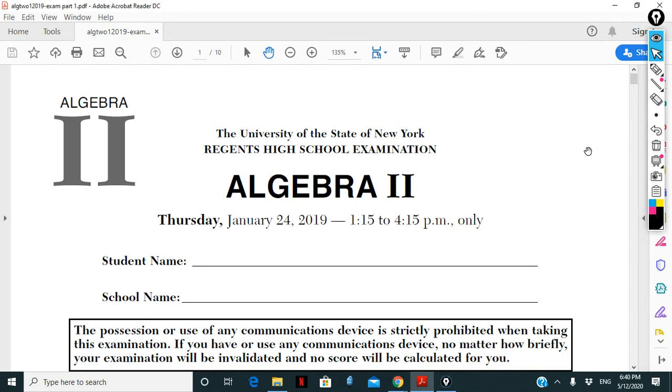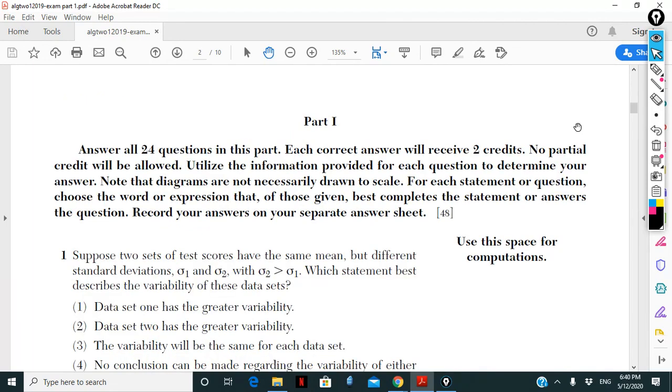Today we're going to start a new Regents exam, Algebra 2, January 2019. So we're going to start with Part 1.